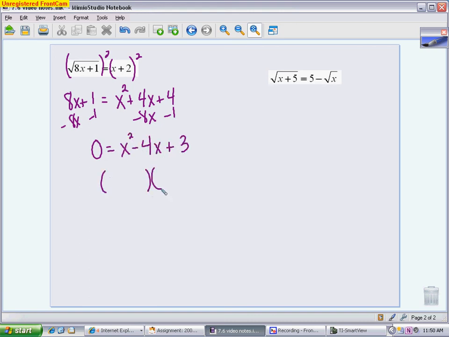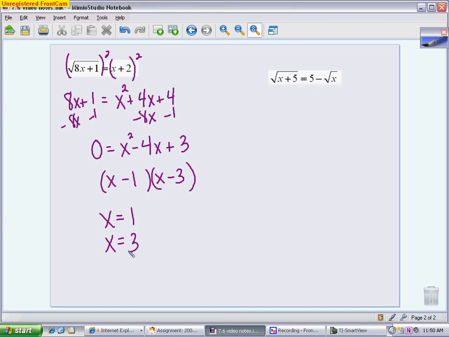Factor. This one is a minus minus. You get x minus 1, x minus 3. So I get answers of 1 and 3. You need to check both of them. So if I put 1 in on the left, I end up with the square root of 9, which is 3. And I put 1 on the right, I get 3, so 1 is fine.